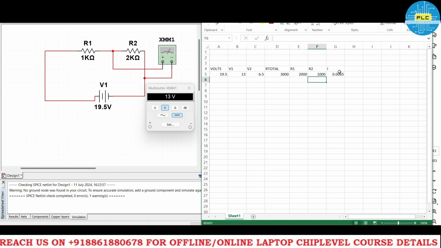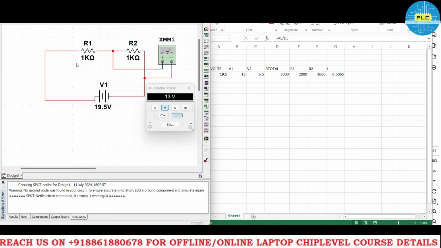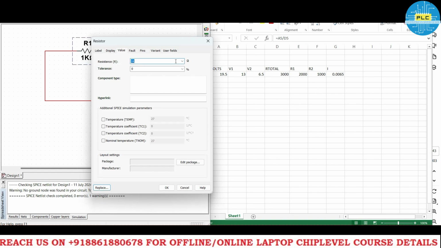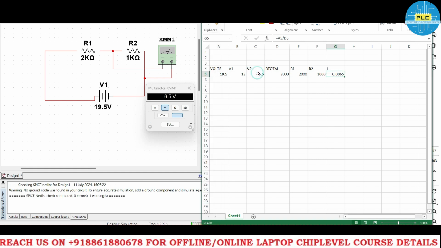See, current will be the same because here just vice versa, it got interchanged. R1 is greater than R2 now. Before it was less, right? So now let us check the voltage across R2. This one is 1K and R1 is 2K. So now what is the result? 6.5. See, here V2 is 6.5.